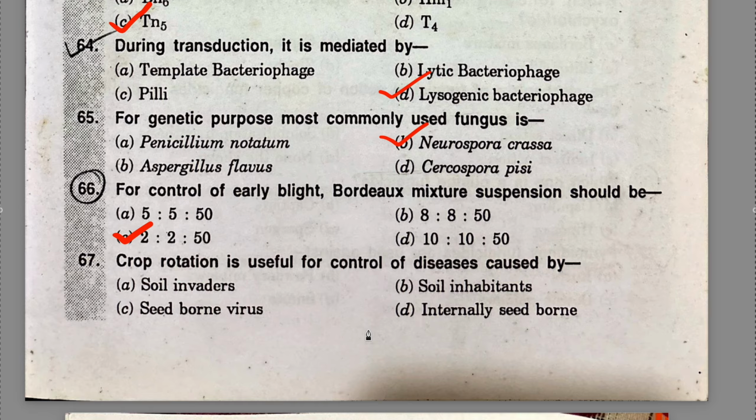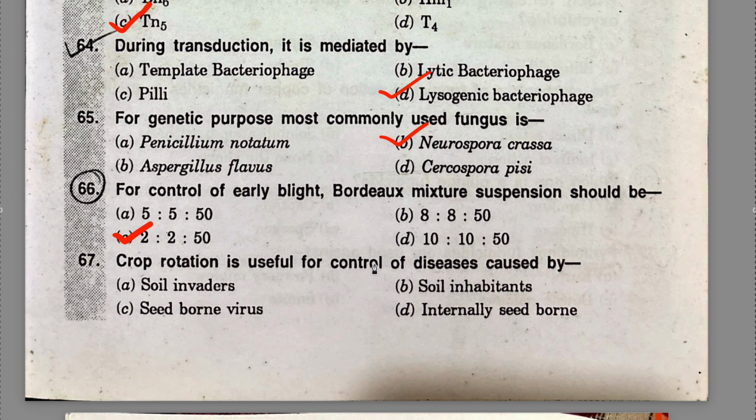67. Crop rotation is useful for control of diseases caused by soil invaders, soil inhabitants, seed-borne viruses, or internally seed-borne viruses. Please eliminate options C and D, because seed-borne and internally seed-borne diseases obviously cannot be managed with crop rotation. So it comes to soil invaders or soil inhabitants. Inhabitants stay there for years and years, up to 20 years. So the last option is soil invaders. Yes, option A is correct.